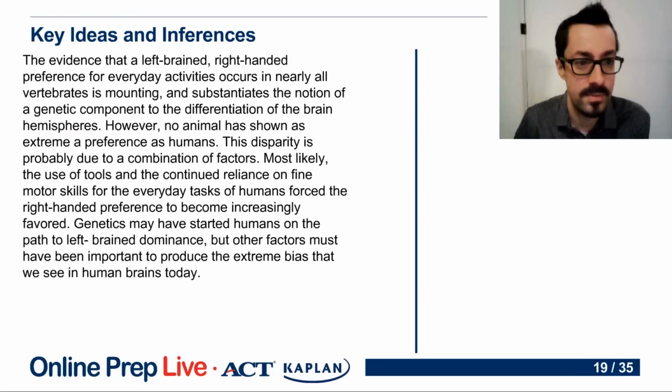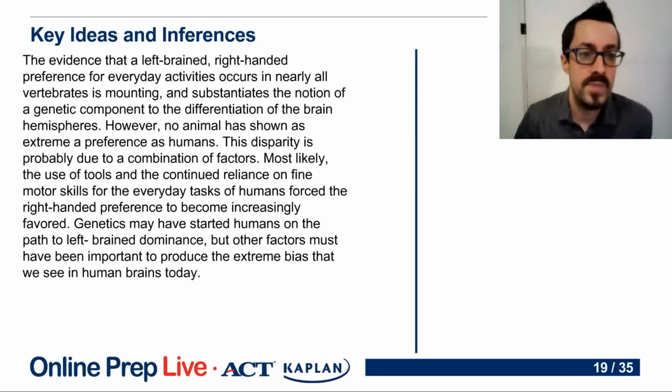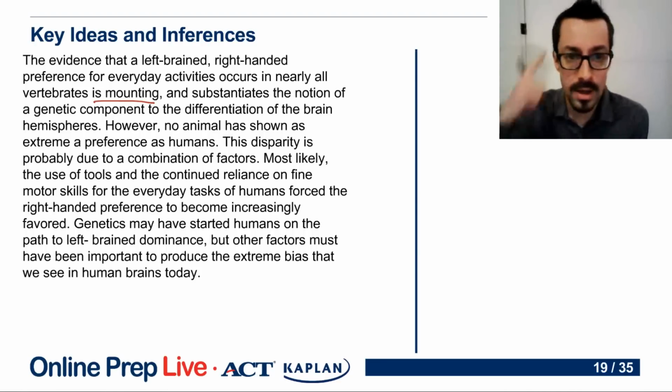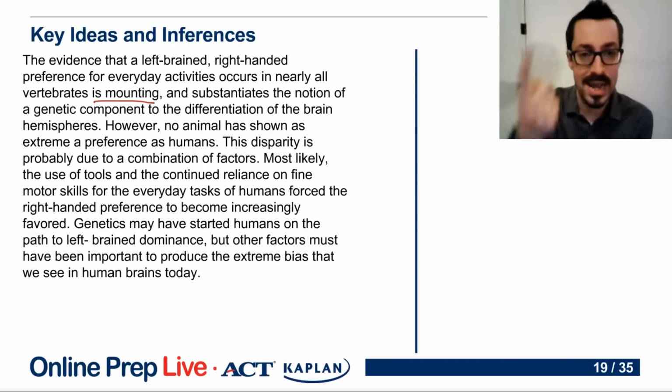And as we see from this, let's just read the first sentence together. The evidence that left-brained, right-handed preference for everyday activities occurs in nearly all vertebrates is mounting and substantiates the notion of a genetic component to the differentiation of the brain hemisphere. So this is exactly what we predicted, exactly what we expected.